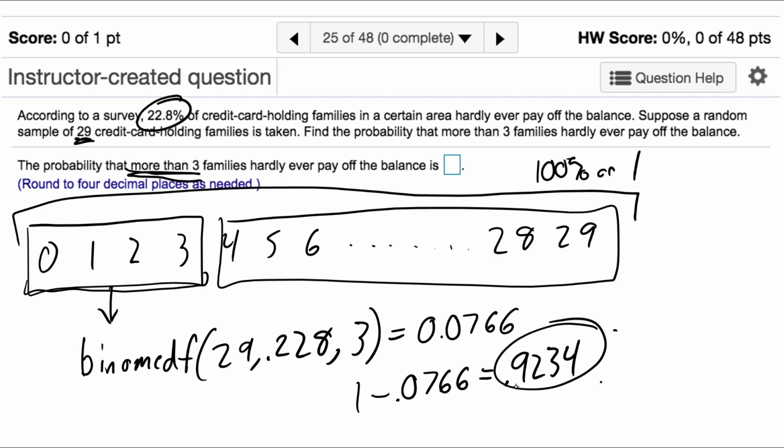All right, let's look at another one. Actually, before we look at another one, one of the most common mistakes I see with binomial distribution problems is some people just subtract everything from 1. They don't really know why they're subtracting from 1. They just go ahead and subtract everything from 1. That's a very bad idea. We only do that if we are going in the greater than direction. If this question had said, what's the probability that fewer than 3 hardly ever pay off the balance, then we wouldn't be subtracting anything from 1. So make sure you know when you're subtracting from 1 and when not to. Don't just memorize, always subtract from 1.